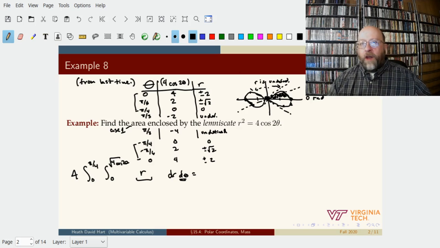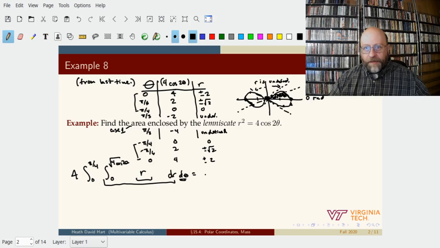We've drawn the lemniscate. We have explained why we can't integrate the entire shape because sometimes we get undefined r, and that would be an improper integral if we went all the way around. So we only go from 0 to pi over 4, and then we'll multiply by 4 when we're finished. So now let's work through this inside integral.